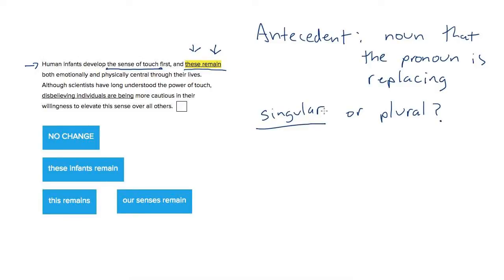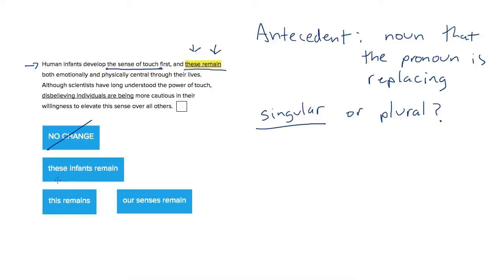So we're dealing with a singular antecedent, and now we look back at our pronoun, these, and we see that it's plural. These is plural. So this pronoun and its antecedent don't match, so we're going to need to change something here. We can rule out at least one answer choice right off the bat. We can rule out no change. We know it's wrong. We have a plural pronoun and a singular antecedent.